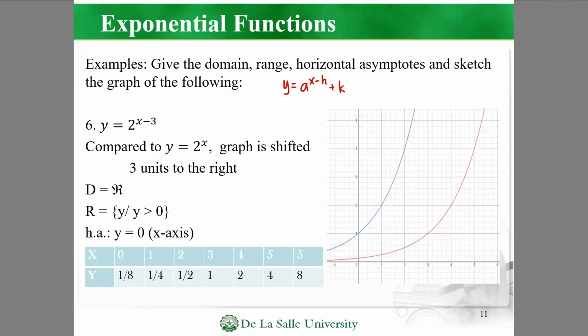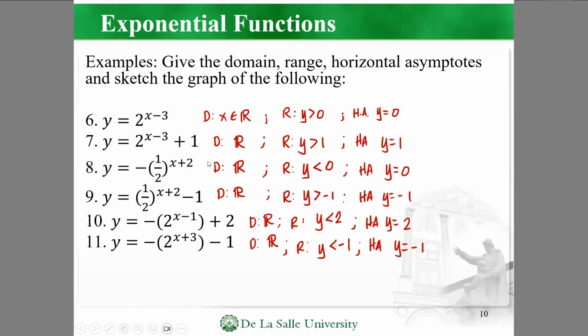Let's go to some examples. Look at this. X minus 3. So that means it shifted 3 units to the right. But what about the y? The y did not shift. It's exactly on the same y.